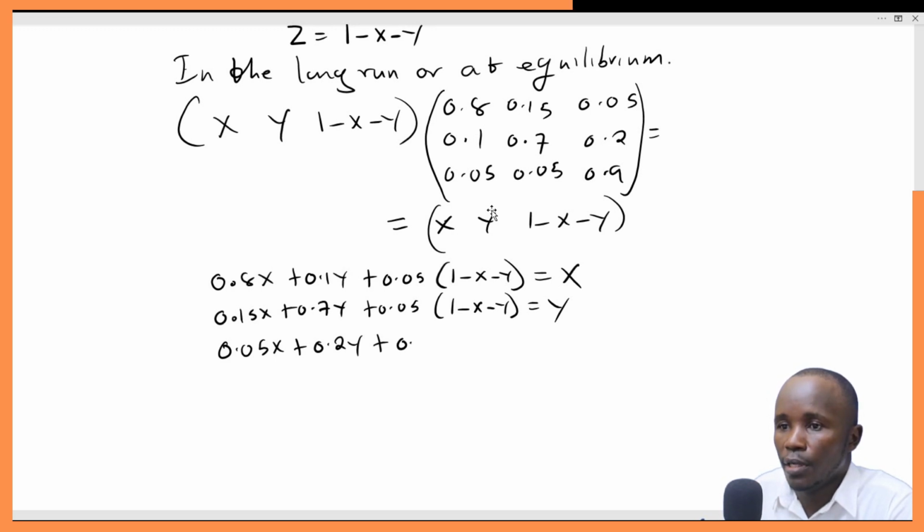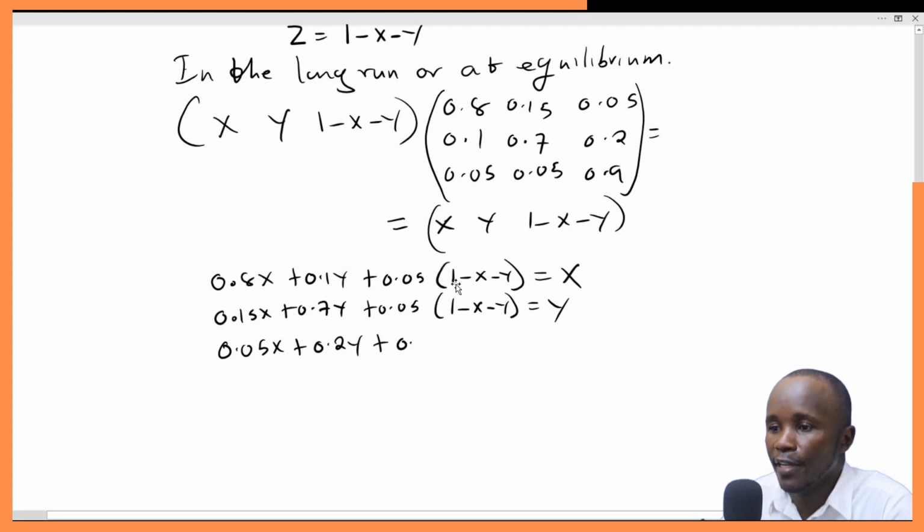Let me look at this one. Let me repeat again. Here we are saying that here it is x times 0.8, I get 0.8x, y times 0.1, I get 0.1y. Then there is this 0.05 multiplied by the whole of this. That is 0.05 times 1 minus x minus y should give me x. Good. The next one is x times 0.15, you get 0.15x. Y times 0.7, you get 0.7y. Then there is this part times the whole of this, 0.1, this gives me y.